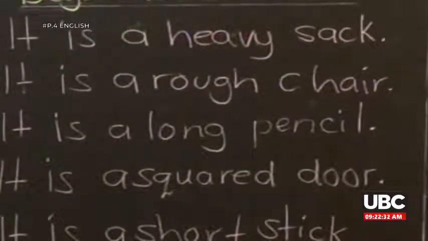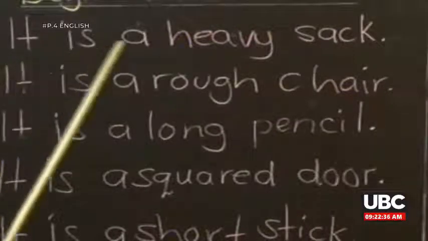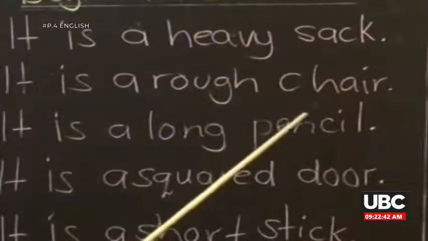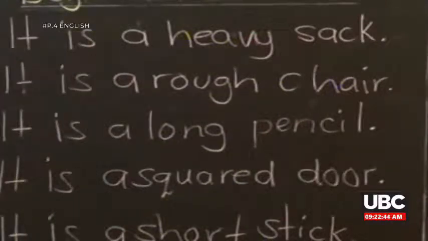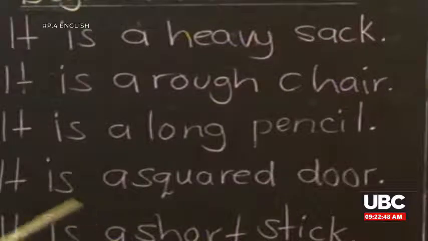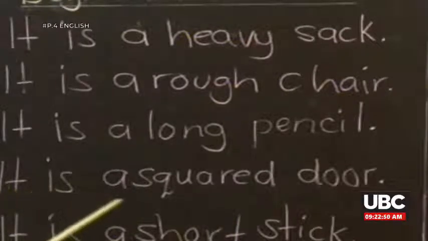So let's read through our sentences. Sentence number 1, it is a heavy sack. Sentence number 2, it is a rough chair. Sentence number 3, it is a long pencil. Next, it is a squared door. You are describing the door. Sentence number 5, it is a short stick.